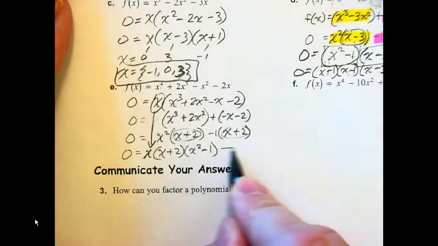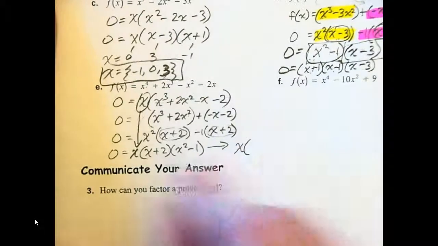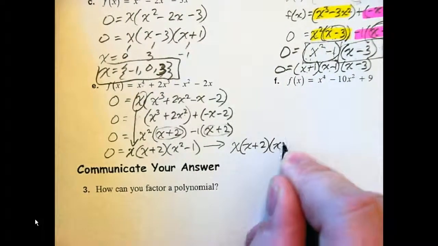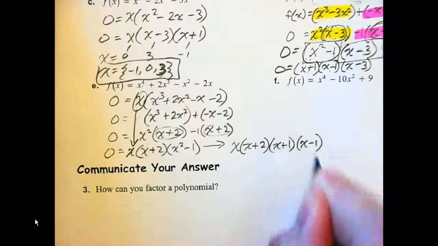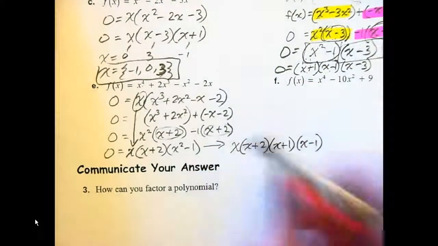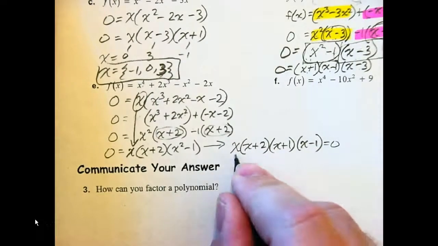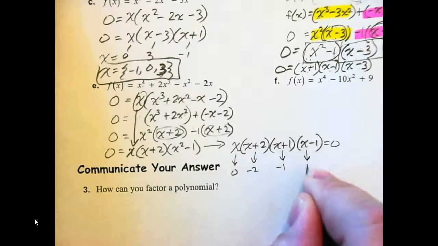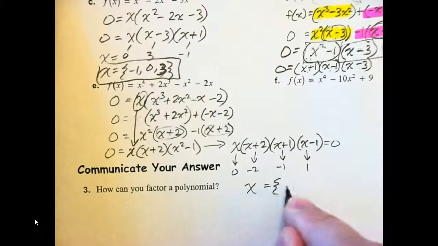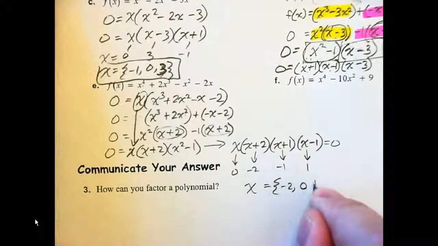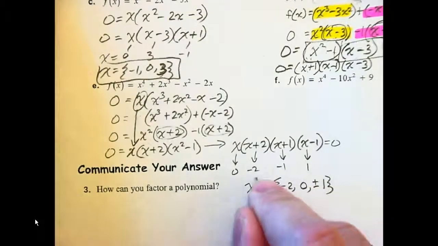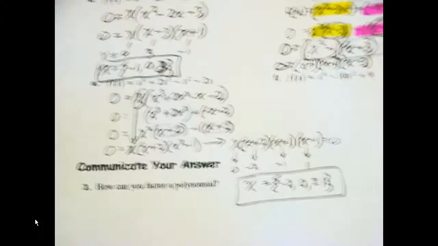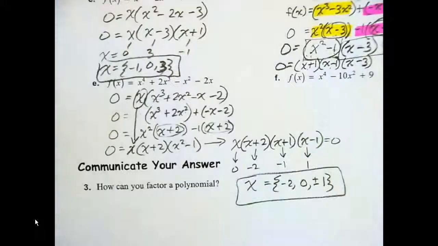Okay, and now I'm going to rewrite this whole thing as x times x plus 2 times, what's this? And all that equals 0, our hero. So we get 0, -2, -1, 1. X equals -2, 0, plus minus 1. Okay, how many got it? Isn't that neat? Okay, any questions?